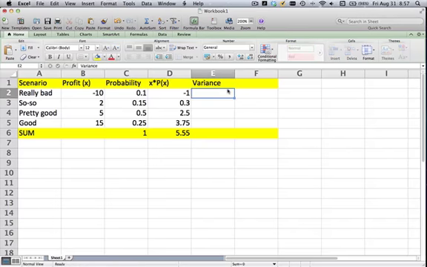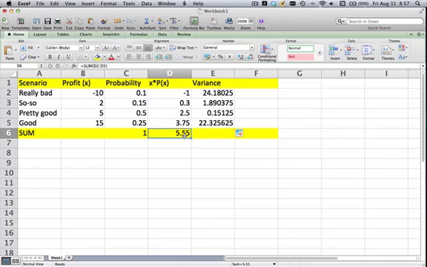So remember how we find the variance. We're going to take the probability times the squared deviation from the mean. So x minus the mean, which is 5.55, and we're going to square that. So that's how far minus 10 is from 5.55, weighted accordingly. So I'll copy this down, and then if I sum them up, I get the variance.